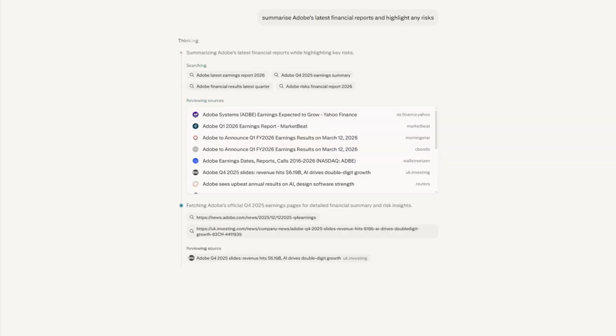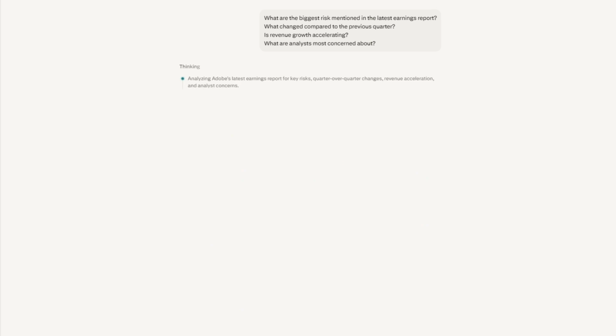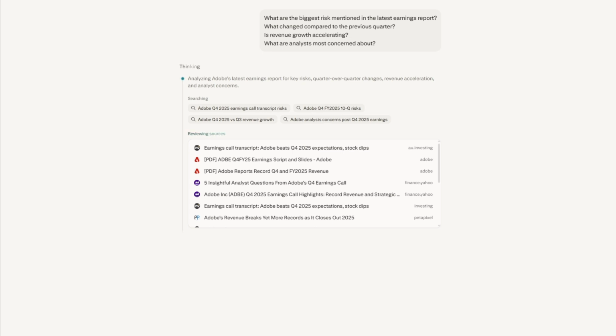For example, I might ask questions like, what are the biggest risks mentioned in this earnings report? What changed compared to the previous quarter? Is revenue growth accelerating or slowing down? And what are analysts most concerned about? AI tools can highlight important insights much faster than reading every page manually. Of course, I still verify the most important information myself. But AI makes the research process far more efficient.